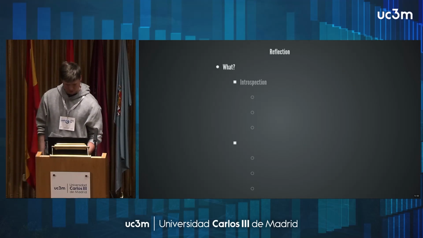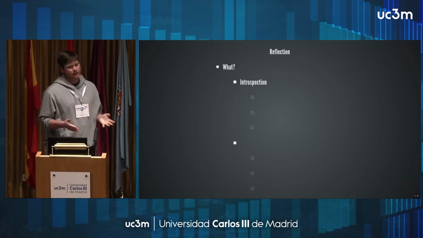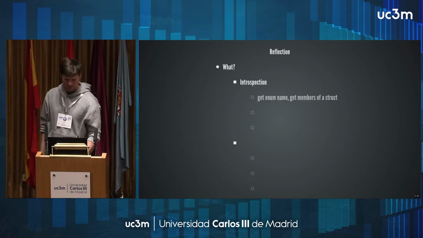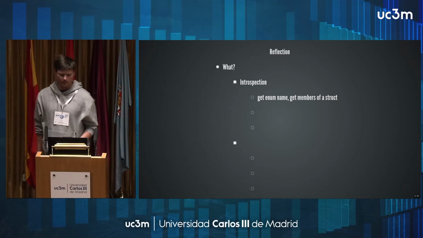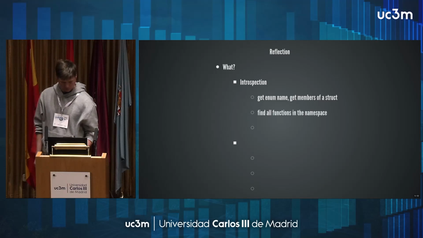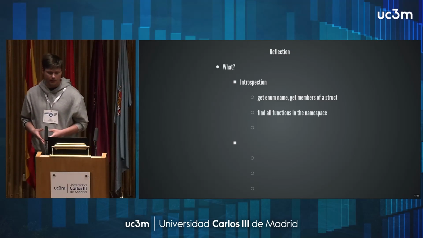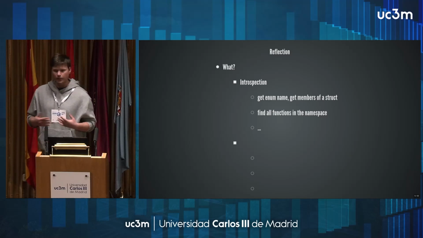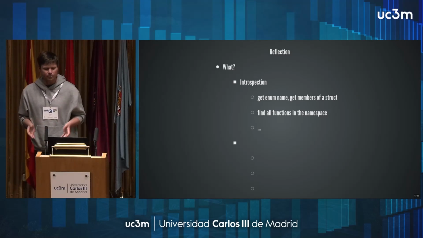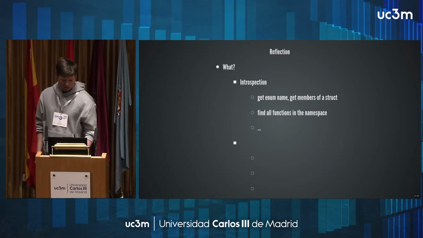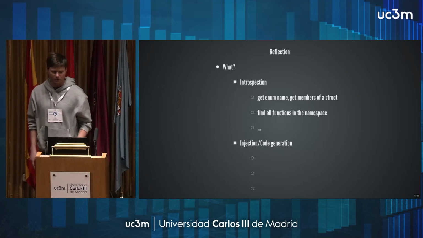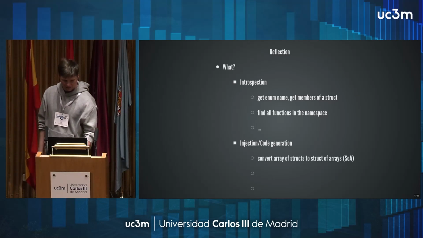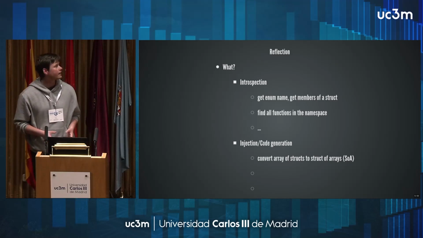So let's go in. So the reflection has a few parts. There's the introspection. The introspection is like, get the enum name, get the members of the struct. That's possible with C++11 if you are able to hack it. You can find the functions, the namespace, things like that. So that's pretty cool. The introspection part is not that interesting, in my opinion, because it's kind of solved, but it's good to have it. The more interesting part, in my opinion, as I pointed out, coming from a biased perspective of performance, is the code injection and the generation part.